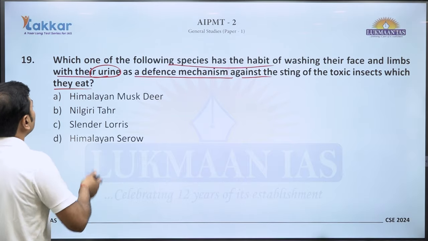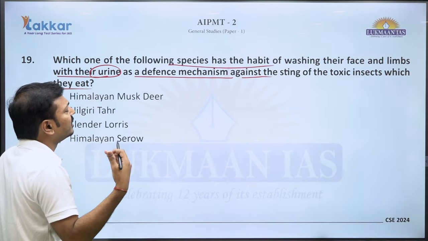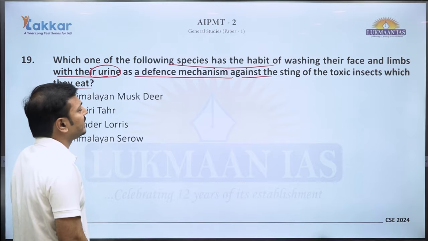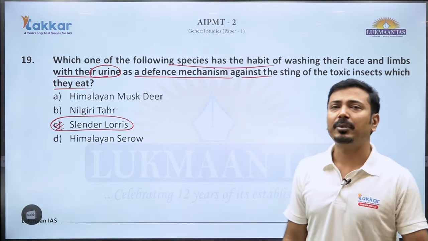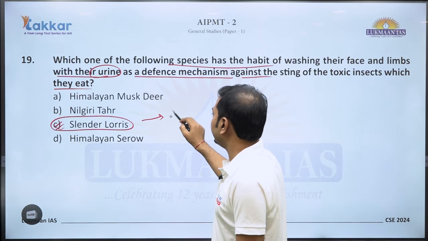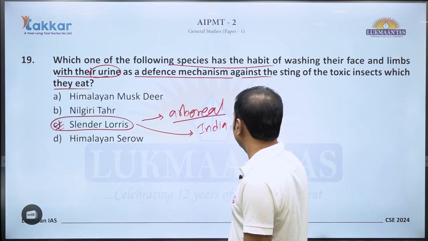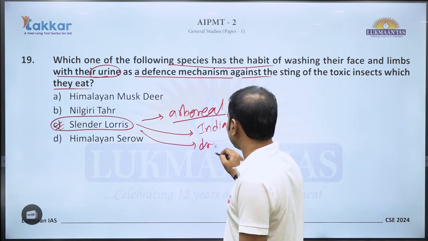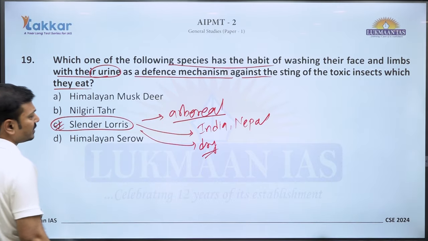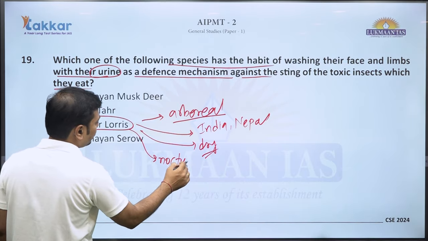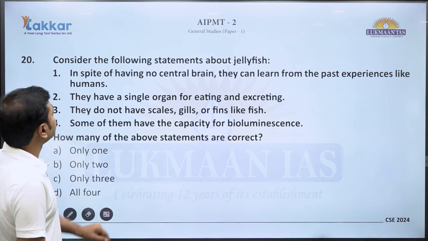So the prey cannot become an easy prey here, right? So here also this particular animal uses its own urine and washes its face and limbs with that urine, to protect itself from the sting of toxic insects which it eats. This is the slender loris. C is the correct answer. Okay, its habitat is India and Nepal. Generally these slender loris are arboreal species. They are found mostly in dry regions, in scrub and grasslands, so more in dry habitats. C is the correct answer. And this is also a nocturnal species, the question is asked on habits of this species. Fine.